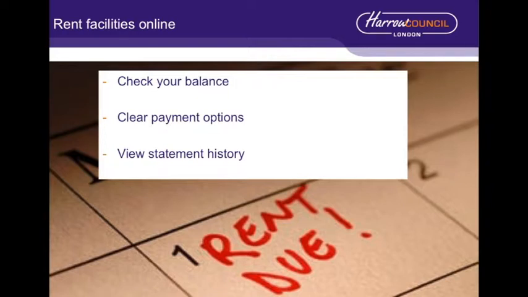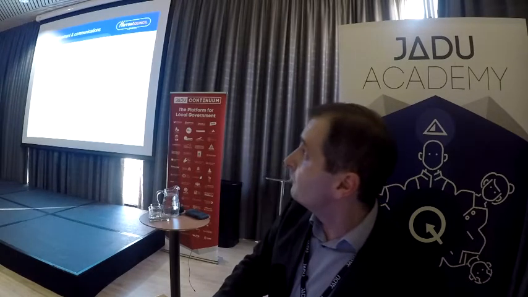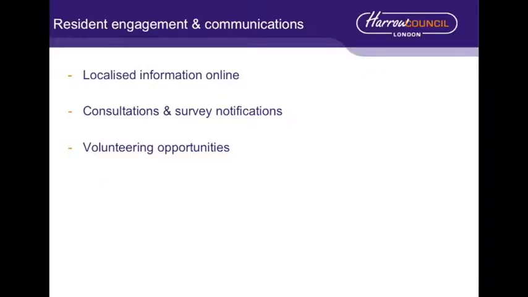So what do we propose? A lot. So as a high level, we propose that we could offer facilities online for customers to be able to check their balance, to provide clear payment options, and to view the statement history. We proposed that we could provide localised information, localised and personalised. We proposed that we could provide consultations and volunteering opportunities online.